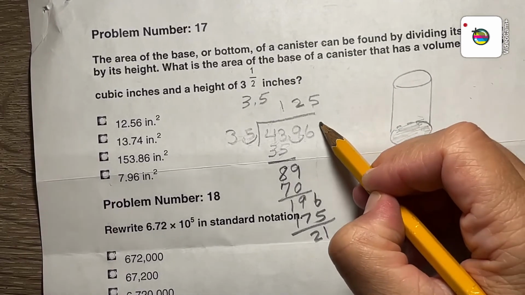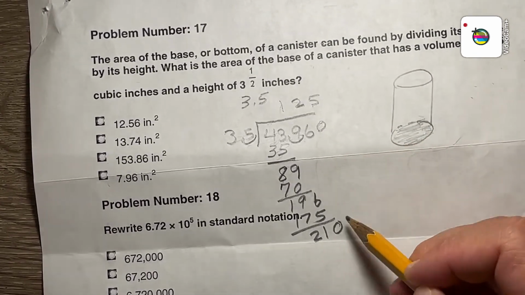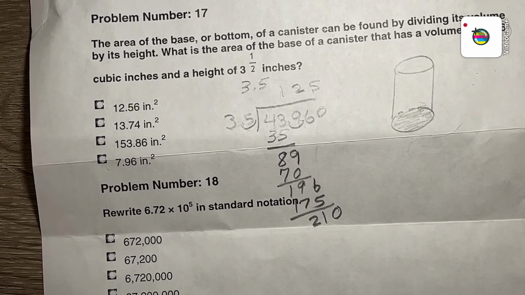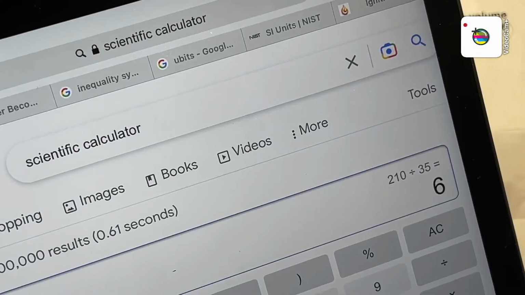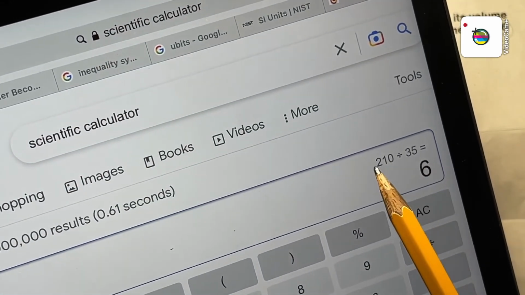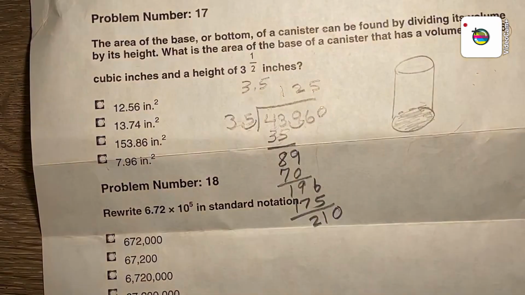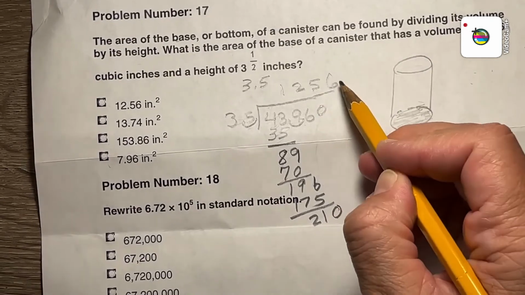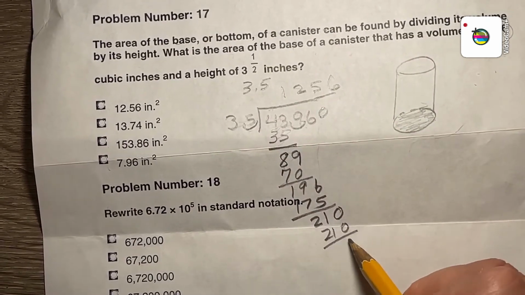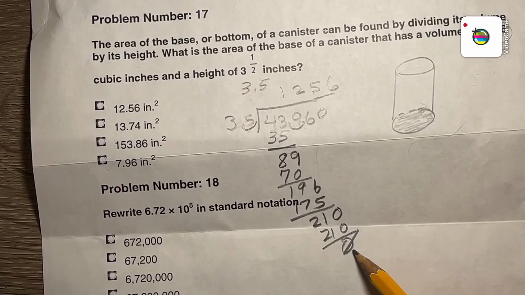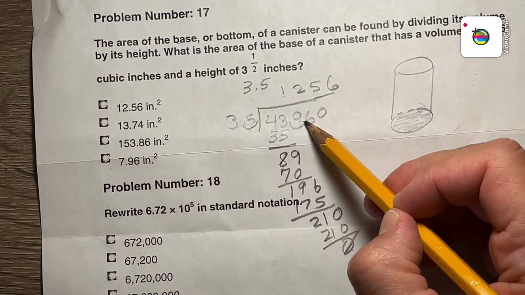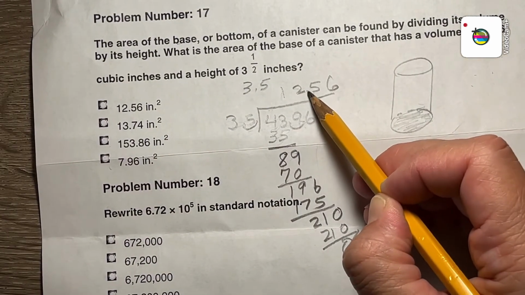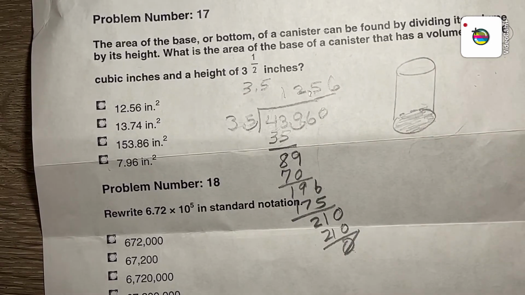We're going to add that 0 on the end and drop it to see if our decimal will terminate. So 210 divided by 35. Yep, it will terminate because 210 can be evenly divided by 35 6 times. We have a terminating decimal. We have it ending in 0. And our decimal point is going to go right here, 12.56.